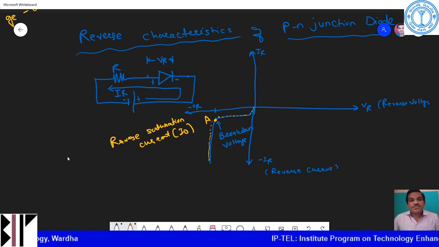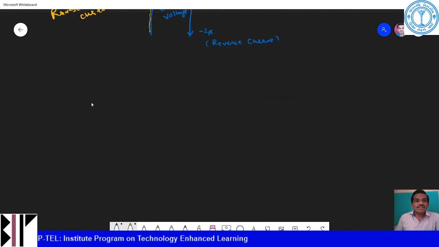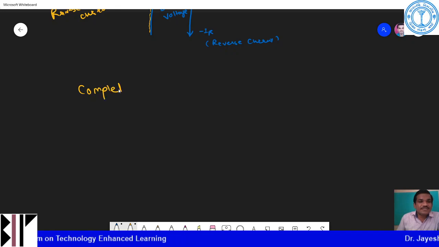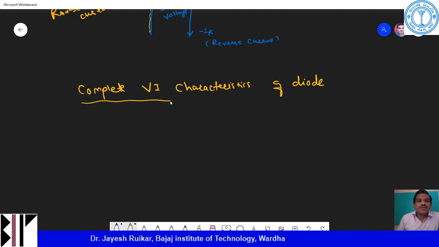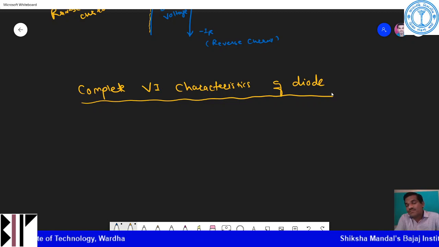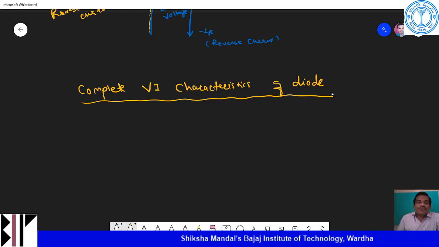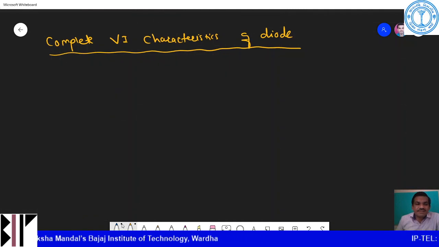Now we have seen the forward characteristics of the p-n junction diode and the reverse characteristics of the p-n junction diode. Now I will draw the combined, or complete, VI characteristic of the diode. To understand the VI characteristics, I have divided it into forward and reverse. But whenever there is a question to draw the VI characteristics of a diode, you have to draw it completely. So I will draw the complete VI characteristics again.